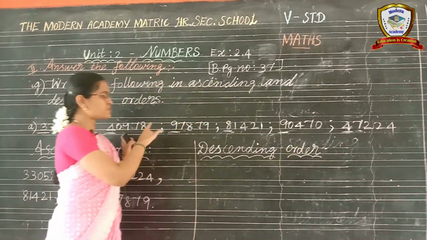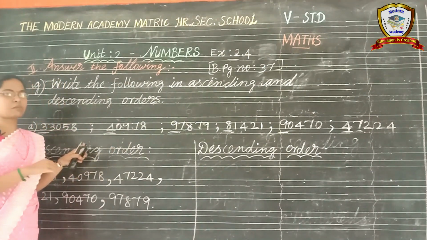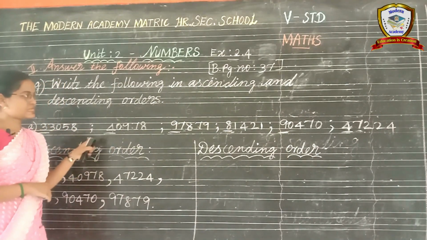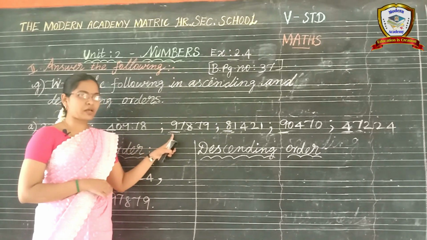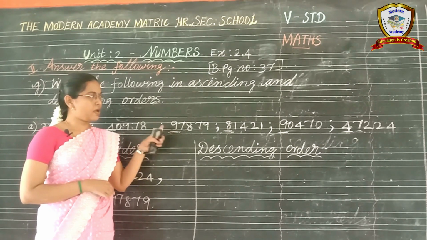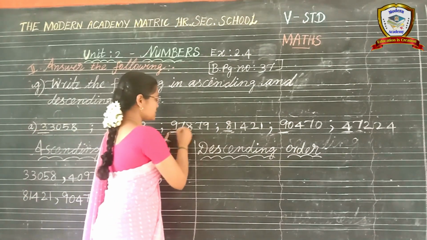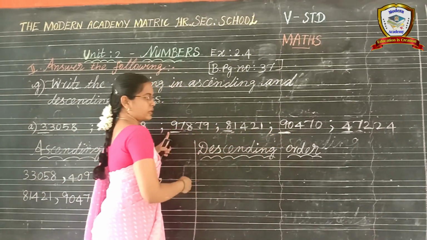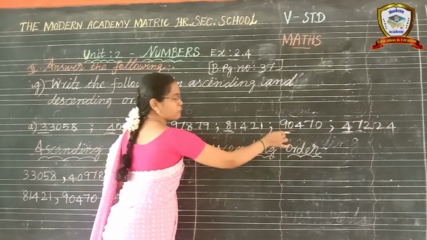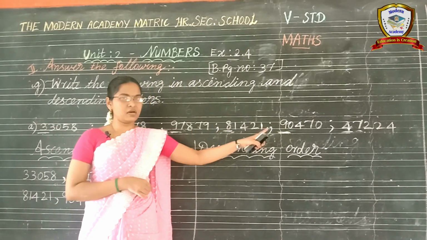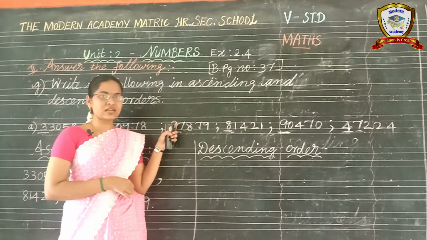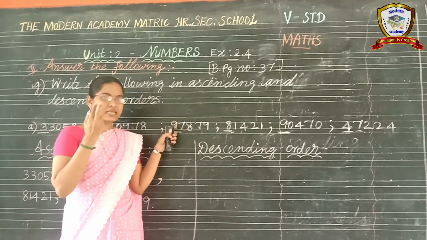So observe this first number. Which is a bigger number? Yes, 9 is a bigger number. But two numbers have 9 here. In the number starting with 9, and in the other number starting with 9. So the first number is equal in both numbers.